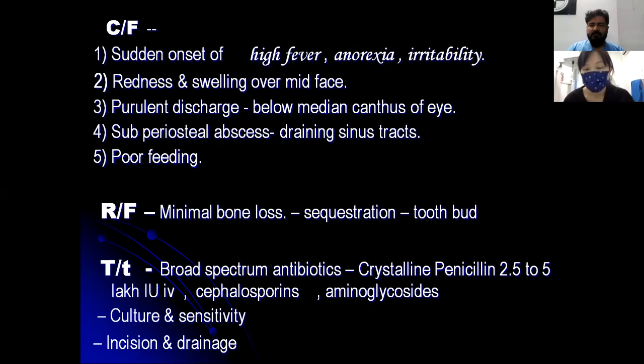Sudden onset, high fever, redness, swelling over the mid-face, pus discharge below the medial canthus of the eye, subperiosteal abscess, draining sinus tracts, and poor feeding. The radiological features: minimal bone loss because the child is too small, the sequestrum is there, and tooth buds are there. Treatment is broad spectrum antibiotics like crystalline penicillin, 2.5 to 5 lakh units, culture sensitivity, and incision and drainage.